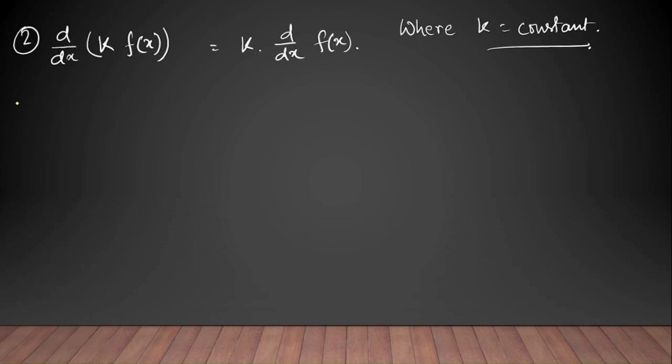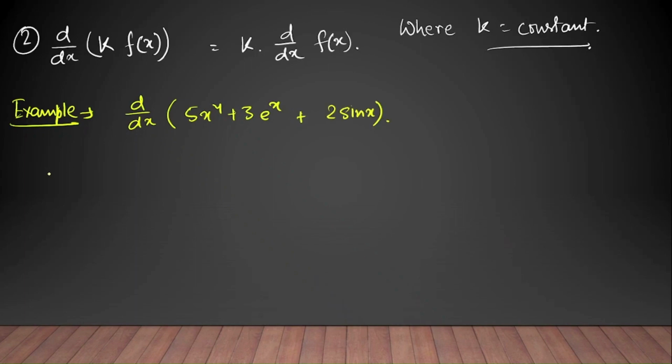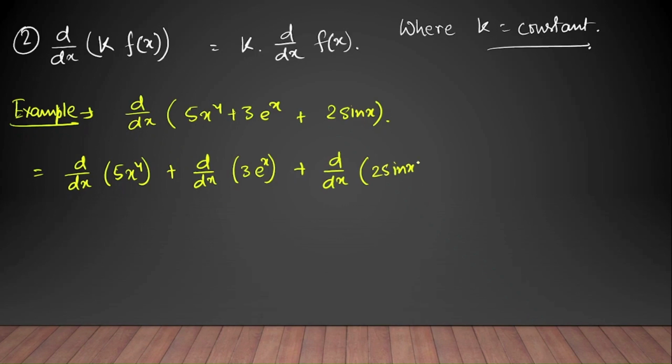Let's change the color. The example, let's see. Find the derivative, d/dx of 5x power 4 plus 3 e power x plus 2 sin x. Previously we learned that we can write it here as d/dx of 5x power 4 plus d/dx of 3 e power x plus d/dx of 2 sin x.